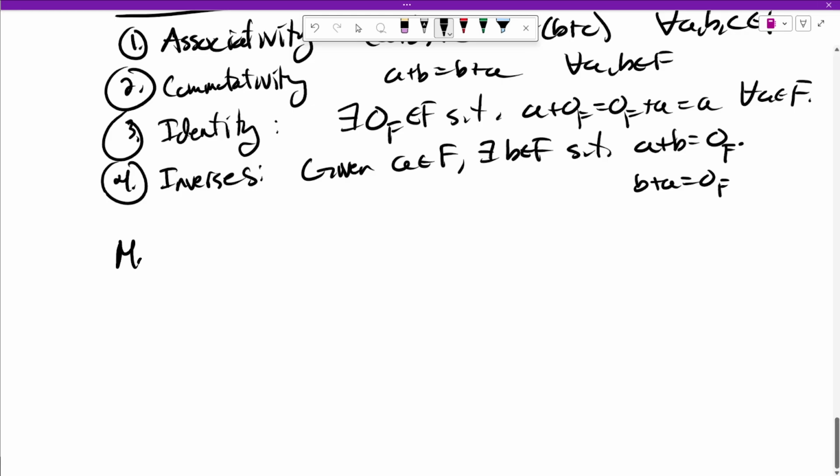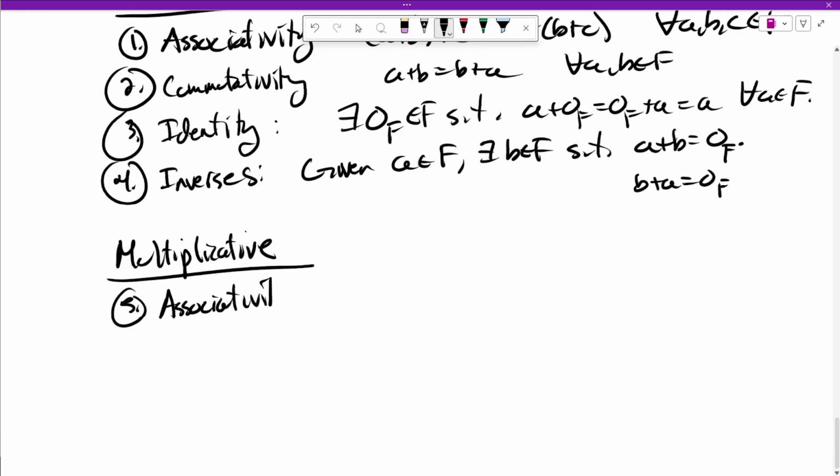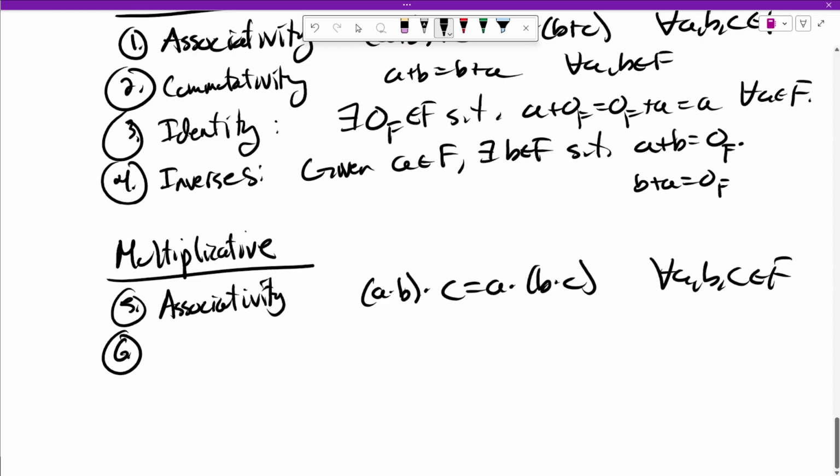And then we have some checks we have to make about the multiplication. And the multiplication axioms are similar. We have associativity of multiplication. So A times B times C is A times B times C for all A, B, C in F. 6, it's commutative. So A times B is B times A.